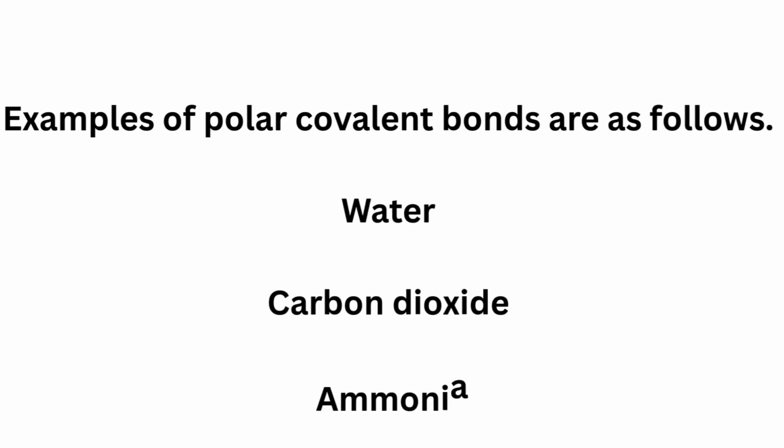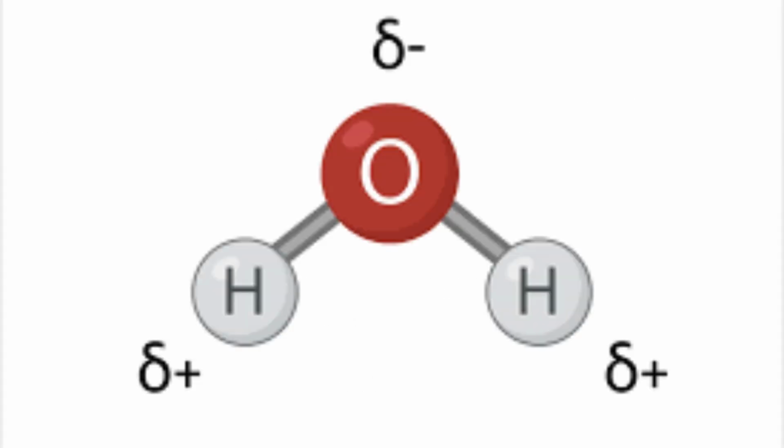Water, carbon dioxide, ammonia. Oxygen pulls electrons more strongly than hydrogen, resulting in water being a polar molecule. This uneven charge distribution is why water has special properties like dissolving salt.